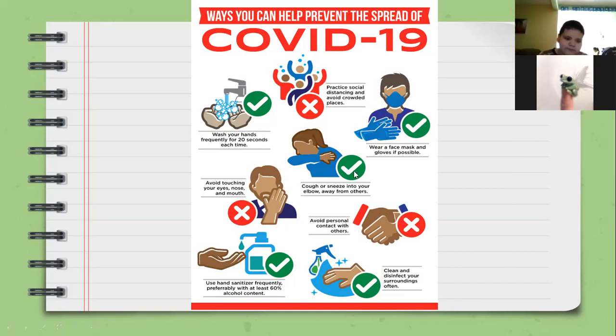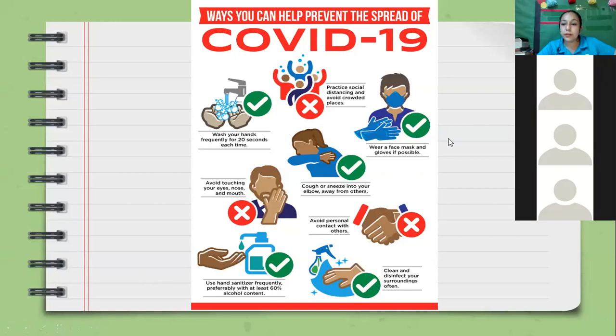So here we have 1, 2, 3, 4, 5, 6, 7, 8. Yes? Okay, thank you, Aaron.